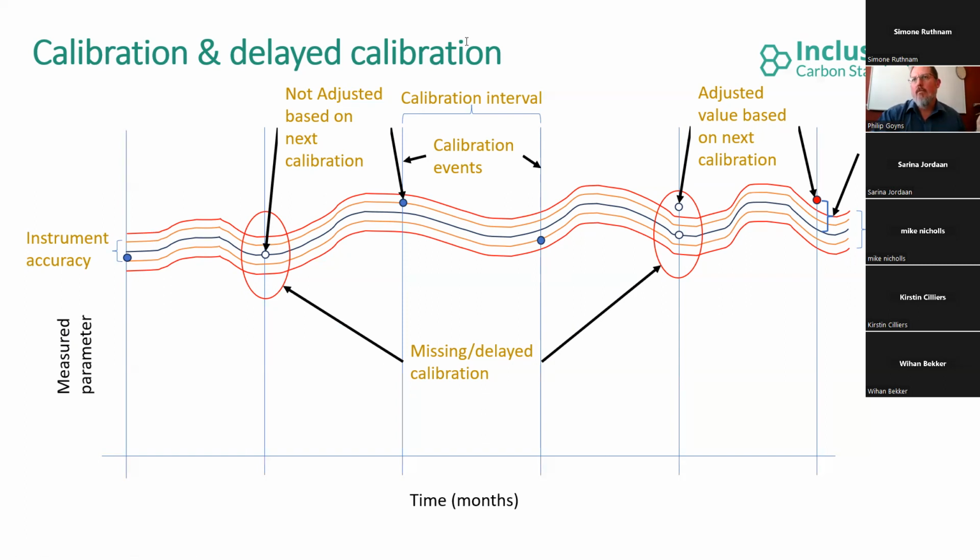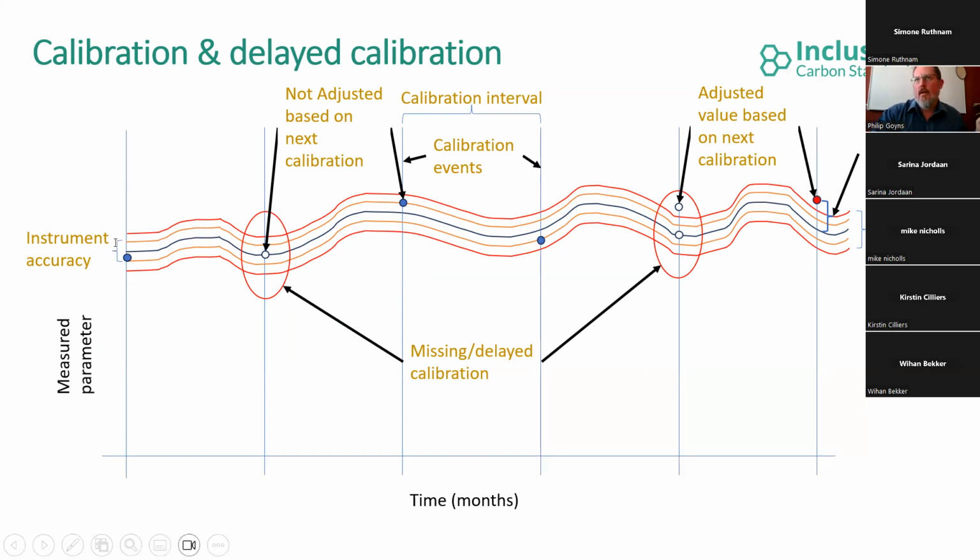So what we have is a measured parameter, and the lines are then showing the value that's measured, which will be the black line. And then the vertical lines are the calibration events that should occur. So this could be once a month that you need to calibrate your gas analyzer, or adjust the calibration on a flow meter.